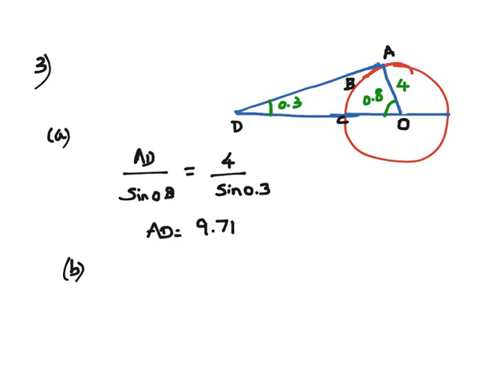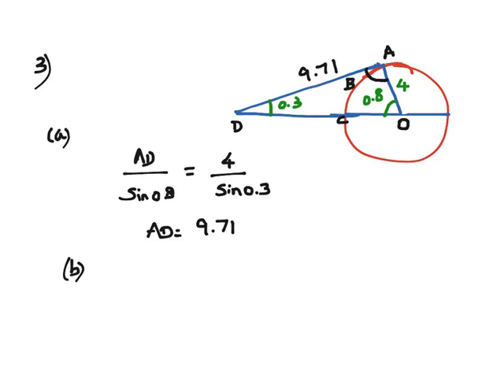Now we have the length of AD and the length of OA, and we need to find the length of OD. We can use the cosine rule here. For using the cosine rule, I need two sides and the included angle, right? Now I have OA, which is 4, and AD, which you have just found, which is 9.71. So I need this angle.